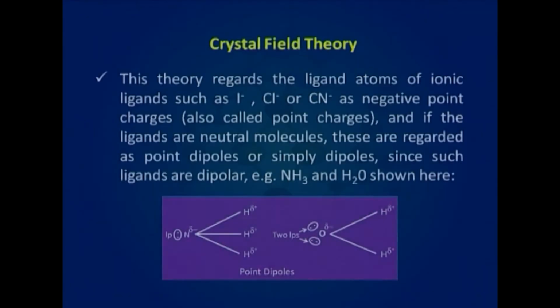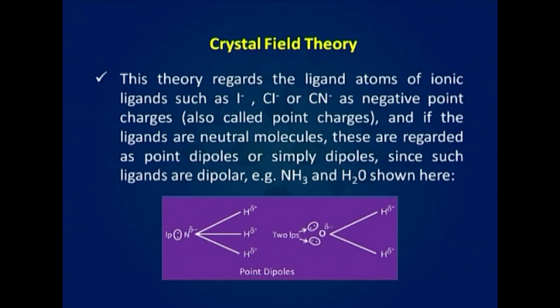The theory can be used to understand, interpret and predict the magnetic behavior, color and some structures of the coordination complexes. This theory regards the ligand atoms of ionic ligands such as I-, Cl- or CN- as negative point charges. And if the ligands are neutral molecules, these are regarded as point dipoles or simply dipoles, since such ligands are dipolar, like ammonia and water molecules.